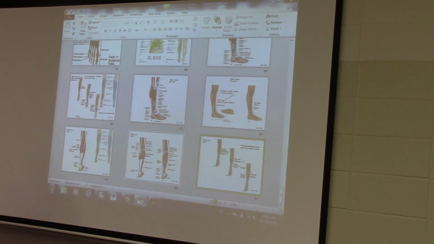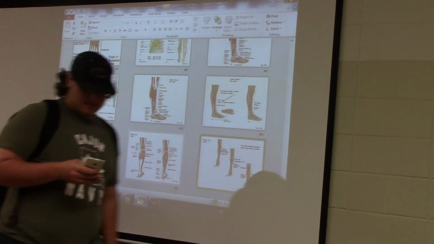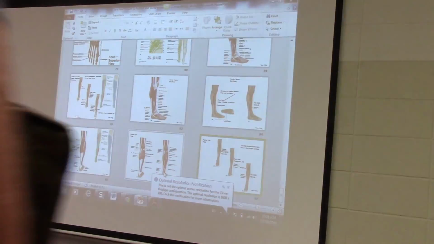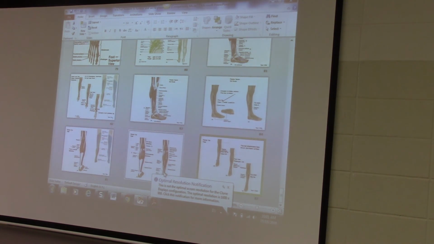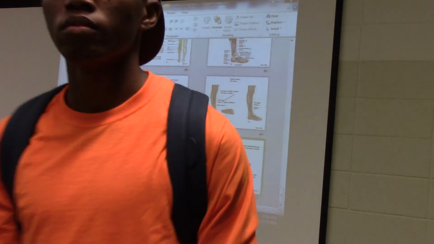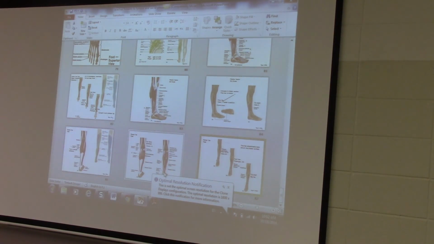It's all fuzzy. This is the front of it. Yeah, it's back to the knee. There's the patella right there. That's right there. So that's anterior, and that's lateral.